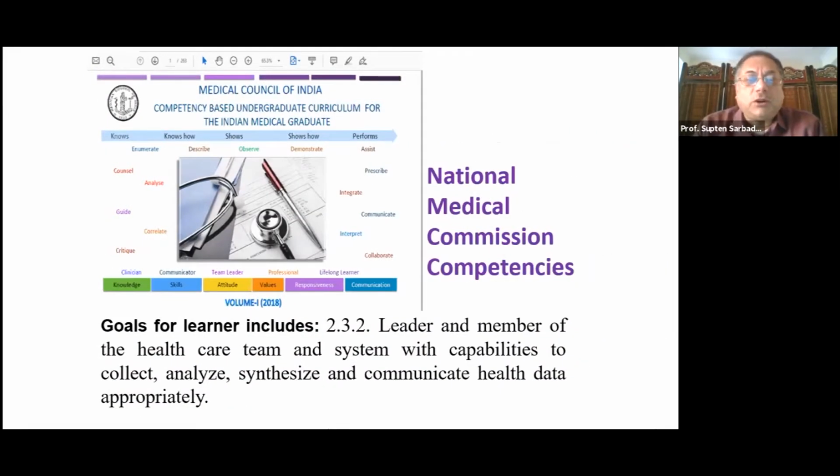One of the things on which I think all of you are working is the MCI 2018 guidelines on competency-based medical education. One of the goals for the learner, section 2.3.2, says that the Indian medical graduate should be a leader and member of the healthcare team and system with capabilities to collect, analyze, synthesize, and communicate health data appropriately. This is really a very good pointer. Of course, we don't have a more detailed breakup on this subsequently in the document, but this is a very important goal, and the erstwhile Medical Council of India recognized it as really commendable. It's now our duty to make people go down this pathway.